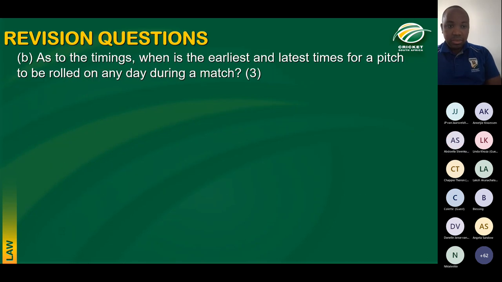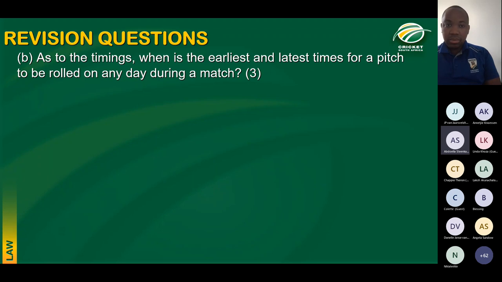Next question. So in terms of the timings, when is the earliest and the latest time for a pitch to be rolled on any day of a match? In our test match, on day 2, day 3, day 4, day 5, we've learned that the pitch may be rolled at the start of an innings, when a side gets dismissed, declares or forfeits, and we've learned that the pitch may be rolled at the start of day 2, day 3, day 4, day 5.